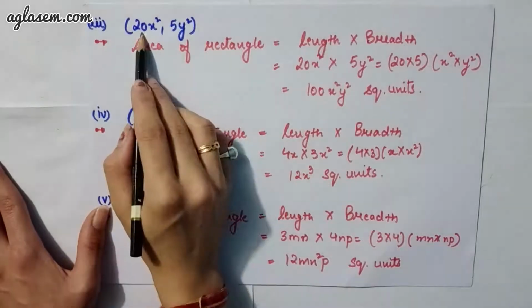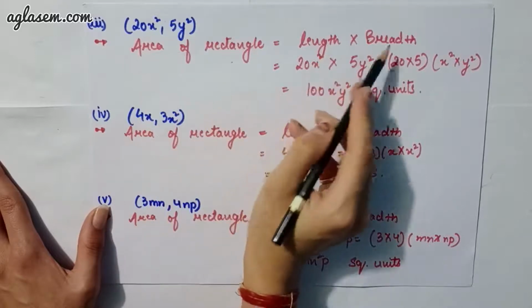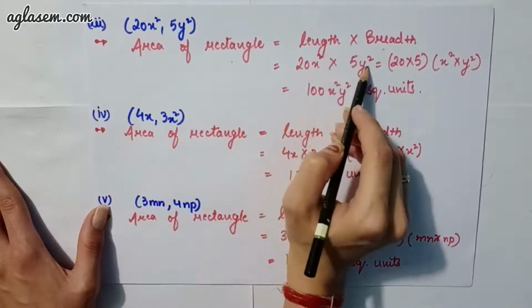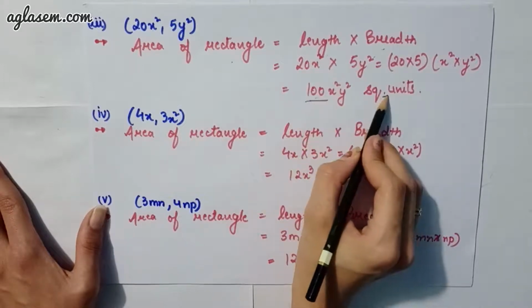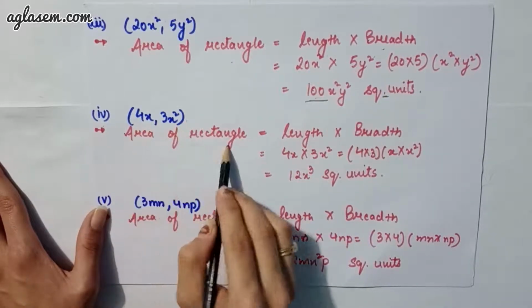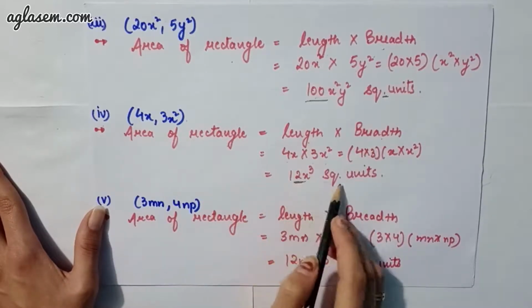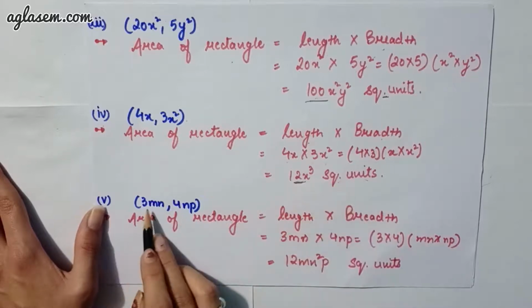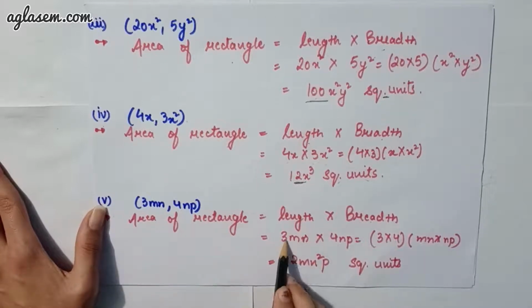Moving to a third part, which says 20x square and 5y square. So the area of rectangle again length into breadth. So 20x square into 5y square will give us 100x square y square square units. Don't forget to write square units. Part 4 says 4x and 3x square. So area of rectangle again length into breadth. So 4x into 3x square will give you 12x cube square units. Fifth part says 3mn, 4np. So the area of rectangle again length into breadth, which means 3mn into 4np. It will give you 12mn square p square units.